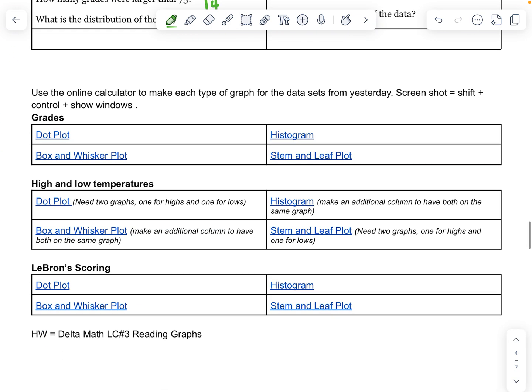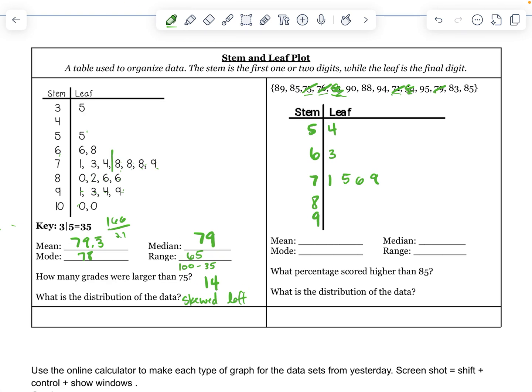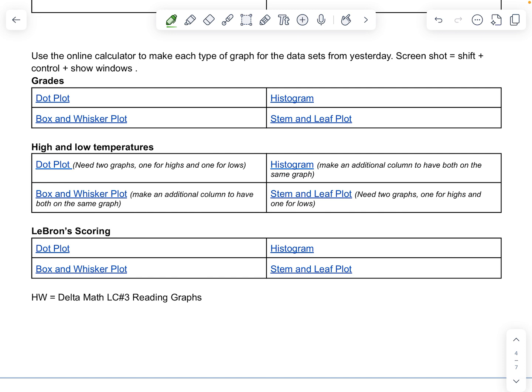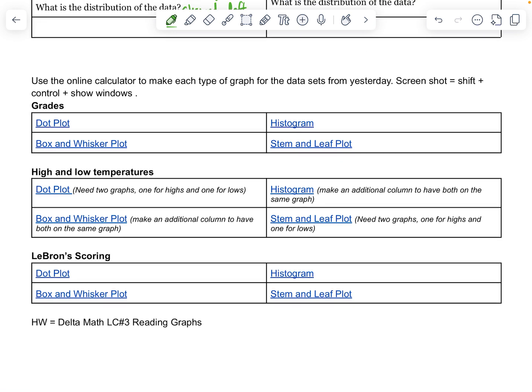All right, your homework is to use an online calculator to make each type of graph. I have linked them so that you can find a good graph. Take a screenshot, which is Shift Control Show Windows, and put your graph here. Y'all, in real life, you are never going to have to make one of these by hand. You are always going to be using some sort of technology to make your graph. So let's start doing that now. And then your homework is Delta Math, reading graphs. I think it's like 9-ish questions. Hope that helps.